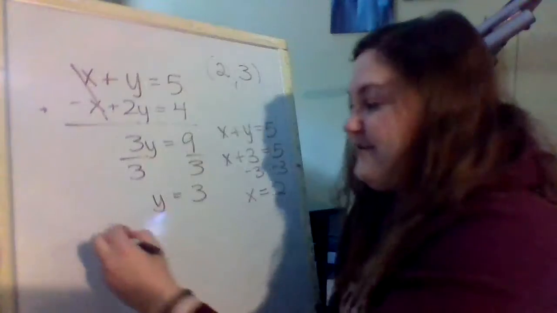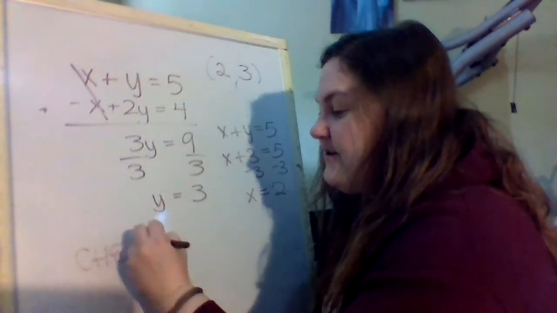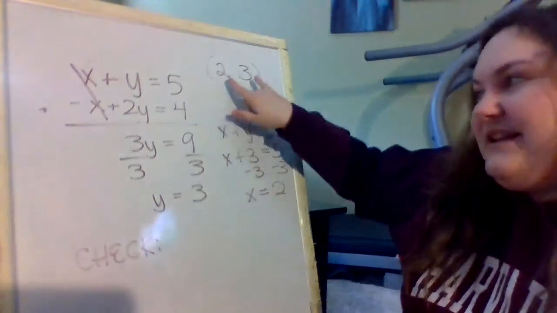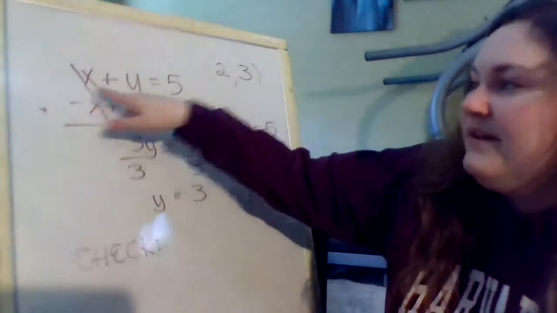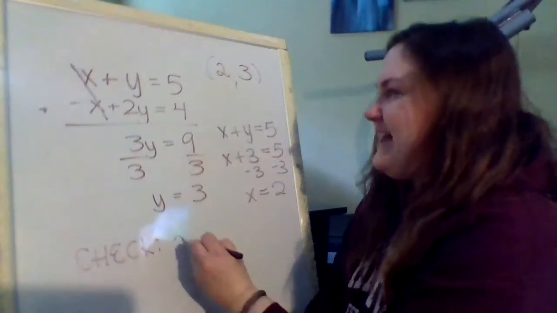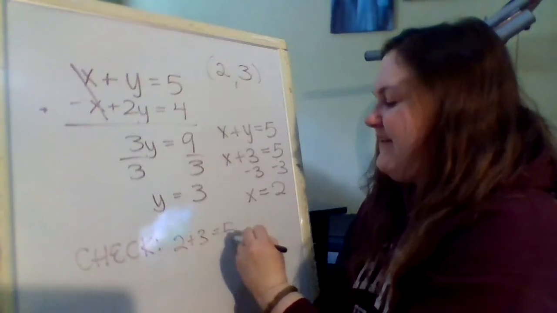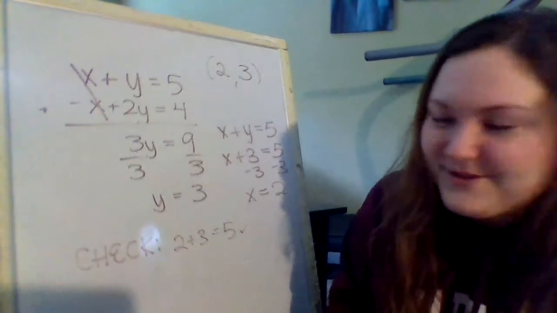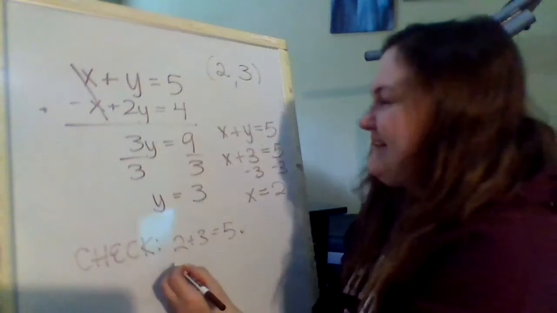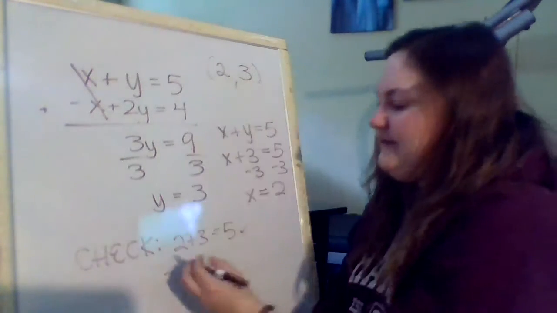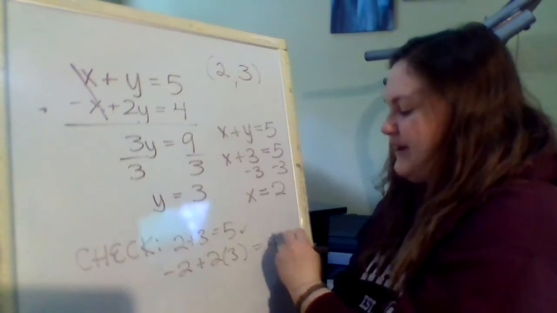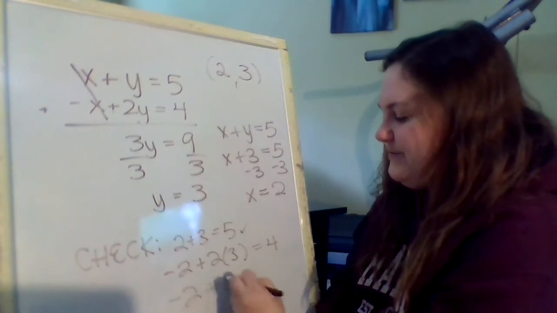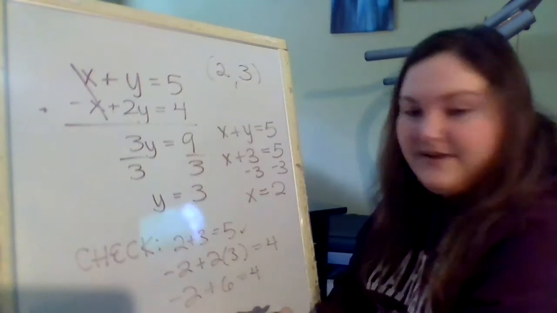Just like always, if you wanted to check, the check would be you substituting this point into both equations, making sure both of them give you something that's true. The first one, if you check, would say 2 plus 3 equals 5. That's pretty easy to check. 2 plus 3 is 5. The second one would say negative x, so negative 2 plus 2 times 3 equals 4. So negative 2 plus 6 equals 4.